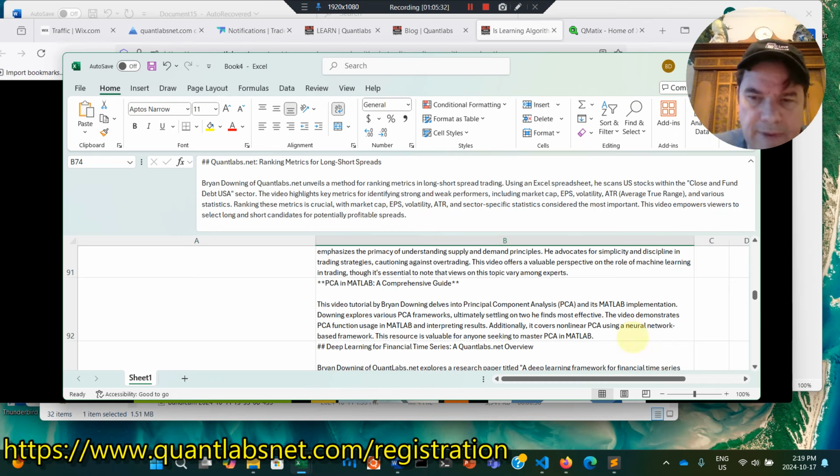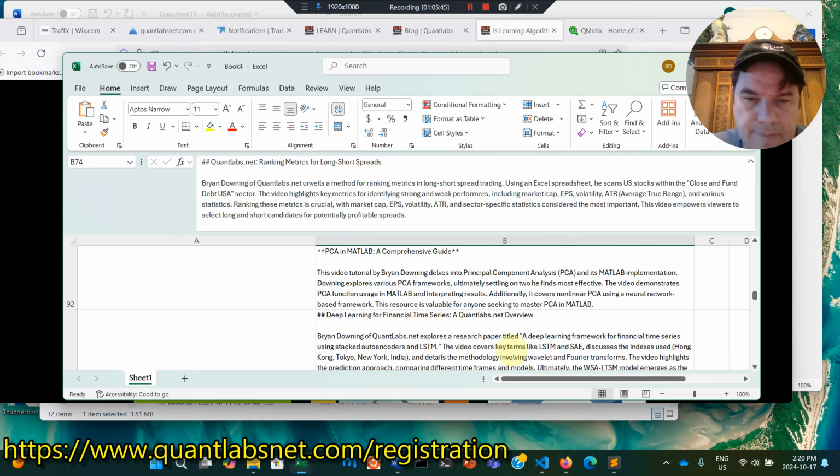Covers non-linear PCA neural network based framework. That's part of the PCA framework. Non-linear using neural network as well as part of it. So again, that's some of the advantages you may get with MATLAB.